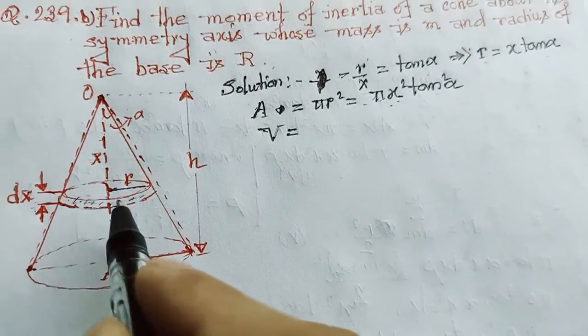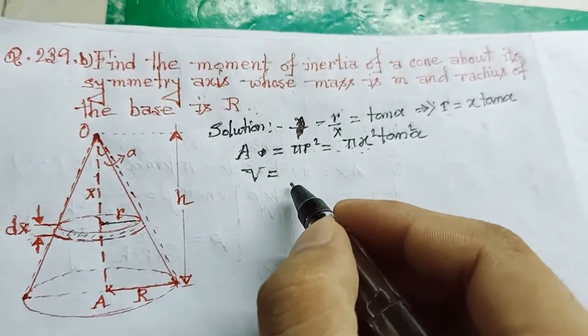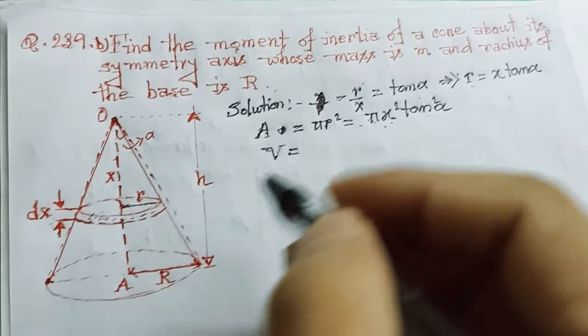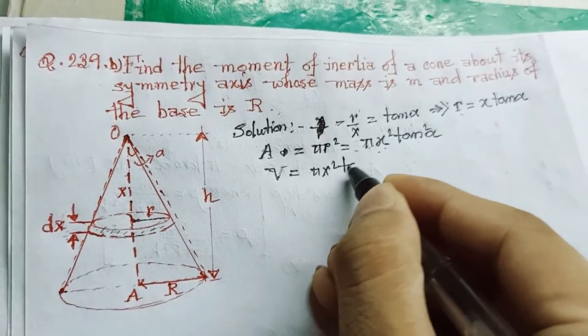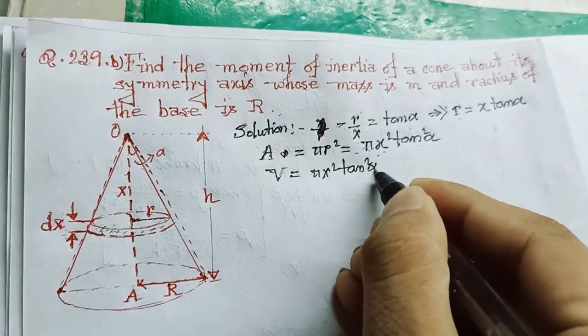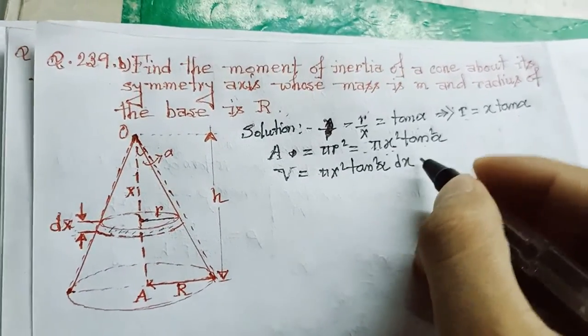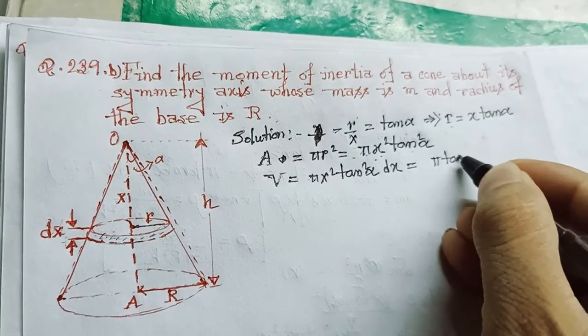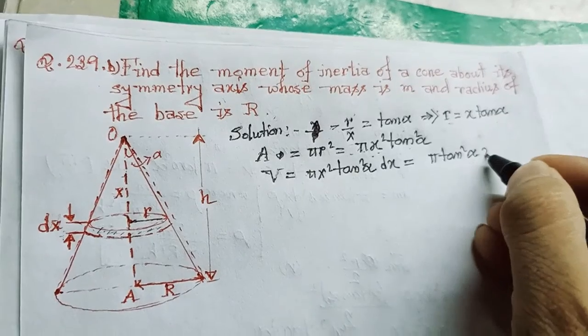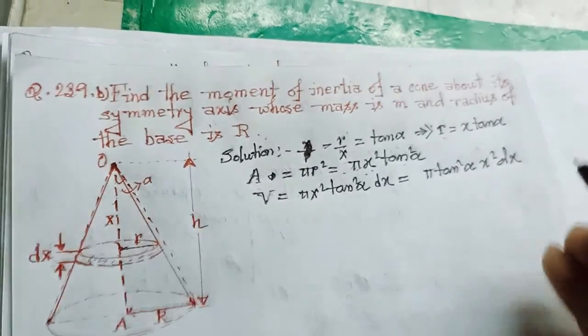Again, the volume of this segment will be V equal to area into thickness. So its area is given by pi x square tan square alpha, into its thickness dx. So this will become pi tan square alpha x square dx. So this is the volume.